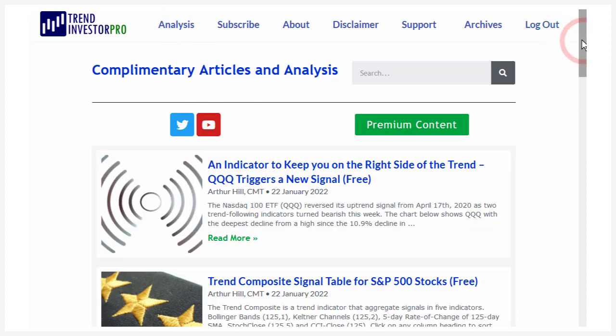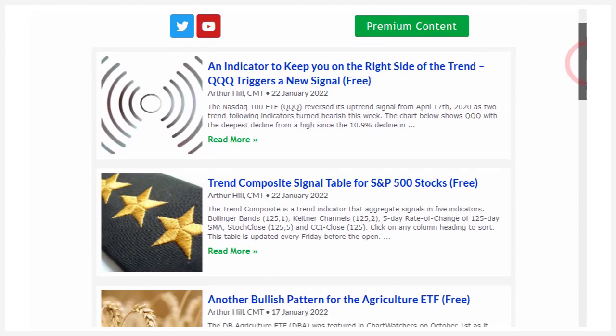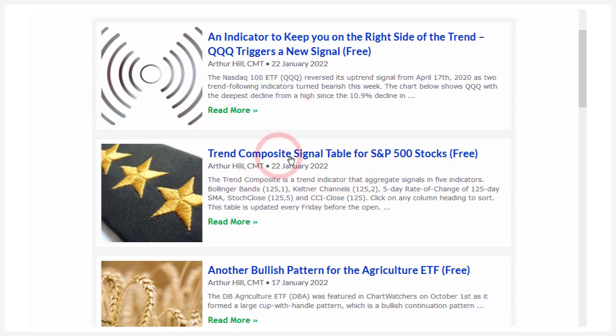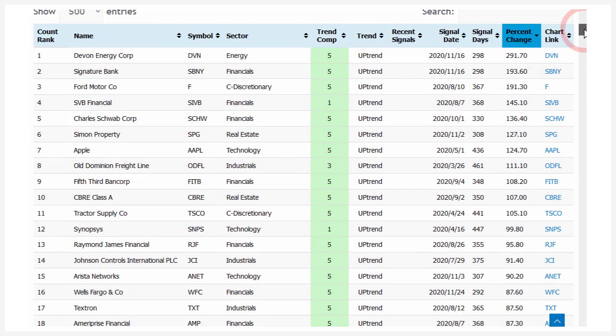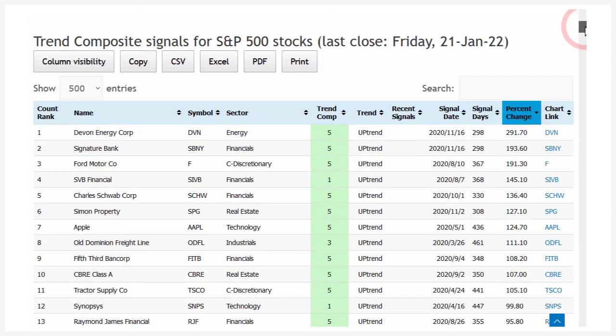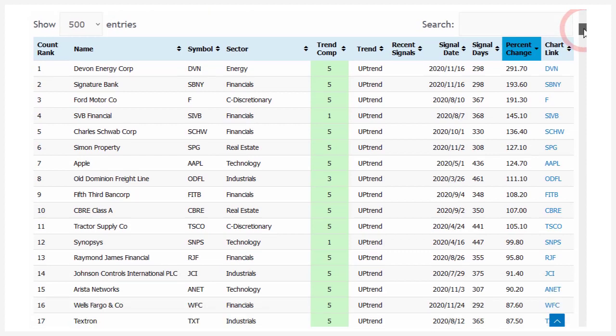So here's the main analysis page, and there's a link for free analysis, and the URL is trendinvestorpro.com/free. I've got an article every weekend, and I also update the Trend Composite signal table for the S&P 500 stocks. And so if you go to this table, you can see which stocks have triggered new uptrend signals and which have new downtrend signals. And I update this every Saturday at the end of the week.